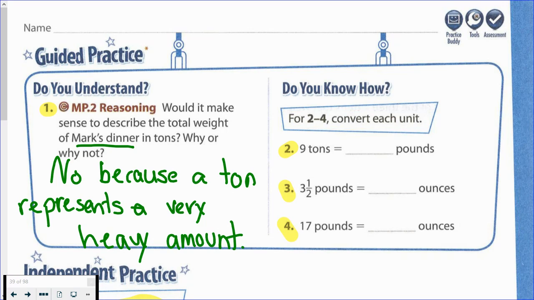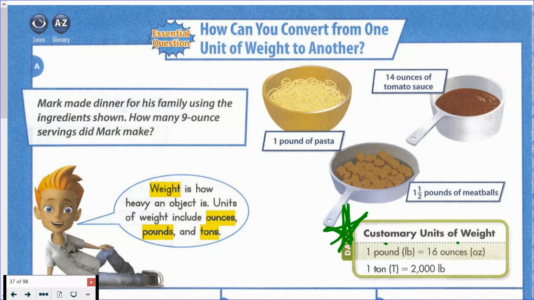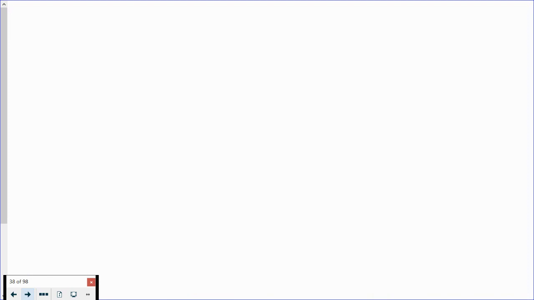Okay, so let's get now to the conversions where we're changing from one unit to another. So don't forget about the conversions chart on the last page. So for number 2, we're going from tons to pounds. We're going from a really, really big unit to a small unit. So if you look back towards your conversions chart, you're going to see that 1 ton has 2,000 pounds. So I'm going to use my scrap paper here. I know 1 ton has 2,000 pounds.